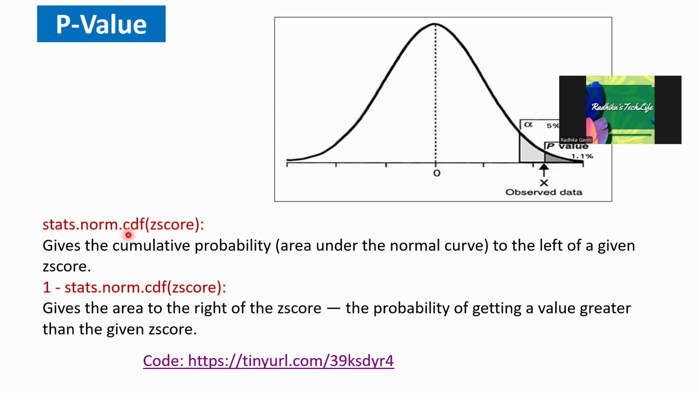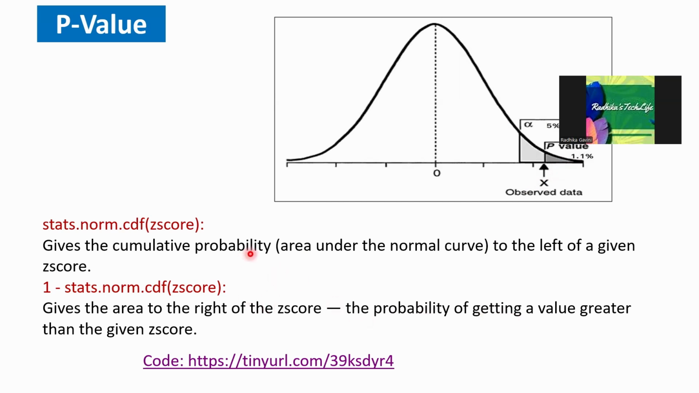CDF is the cumulative distribution function which gives the cumulative probability, which is the area under the normal distribution curve to the left of a given z-score. Let us assume that this is the given z-score. In such a case, stats.norm.cdf gives the area under this entire curve to the left. On the other hand, 1 minus stats.norm.cdf gives the area which is to the right of the z-score. This dark area, towards the right of the z-score, is the probability of getting a value greater than the given z-score.